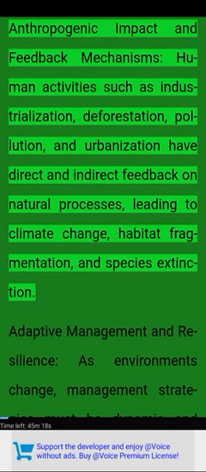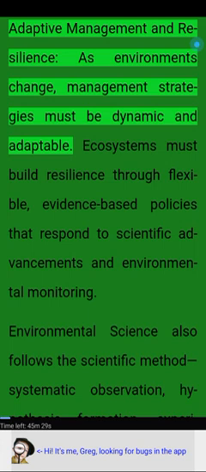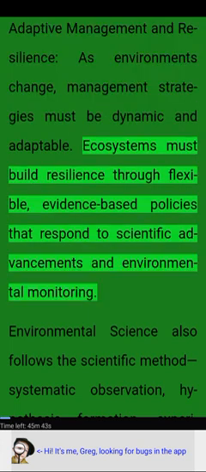Anthropogenic impact and feedback mechanisms. Human activities such as industrialization, deforestation, pollution, and urbanization have direct and indirect feedback on natural processes, leading to climate change, habitat fragmentation, and species extinction. Adaptive management and resilience. As environments change, management strategies must be dynamic and adaptable. Ecosystems must build resilience through flexible, evidence-based policies that respond to scientific advancements and environmental monitoring.